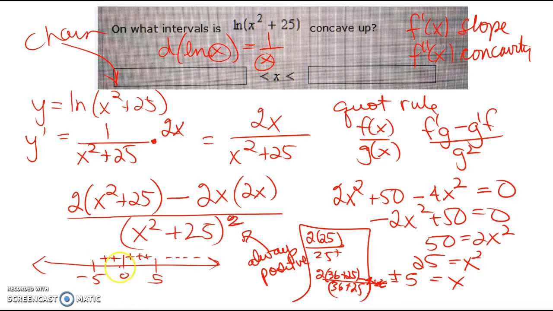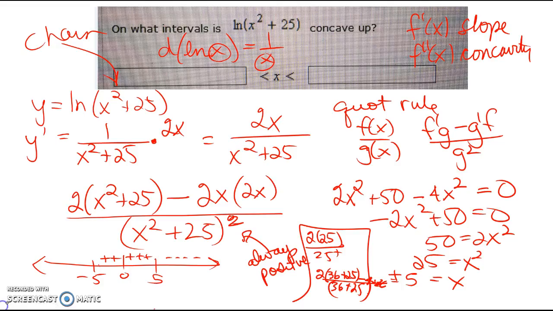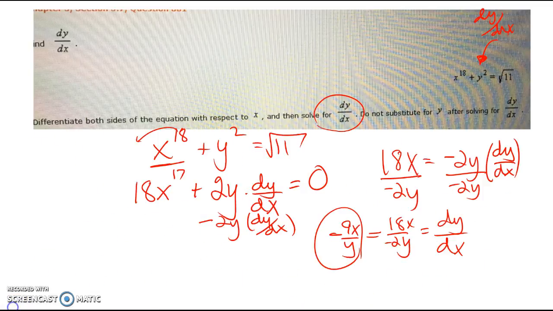Because these x's are squared, we should be getting negatives down at this end. So I believe it should be from negative 5 to 5. I will confirm that one. Let's go on. Sorry, I just want to make sure we get the same answer here.